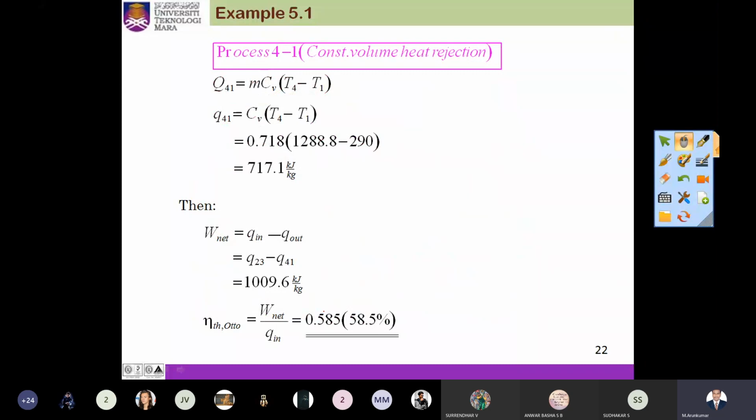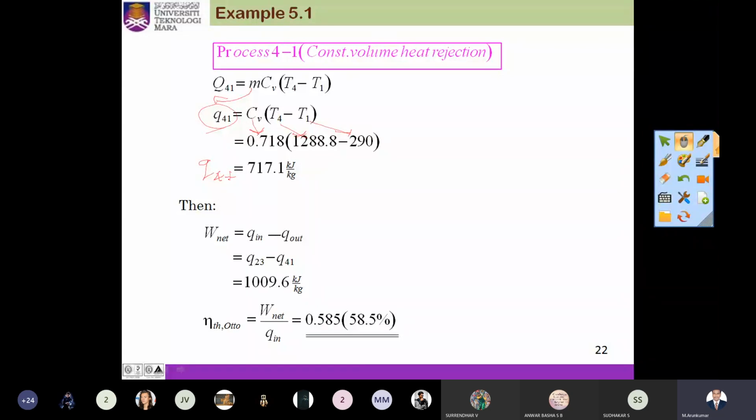Then again, we have to go to the next process at stage 4 to 1. That is constant volume heat rejection. Again, we have the same Q formula. That is capital Q is equal to M into Cv T4 minus T1 here. So this M will come here. So replace capital Q with small q. So we have small q is equal to Cv T4 minus T1. Then we know the value for Cv, T1 and T4. If you substitute, we can get the value for small q 4 to 1. Small q 4 to 1 will be 7174.